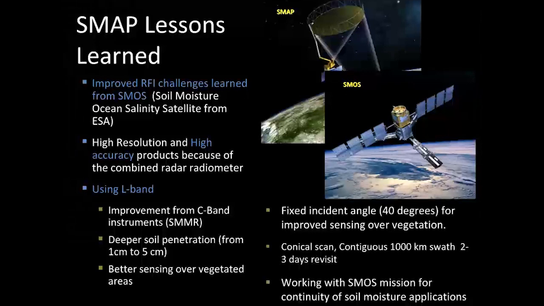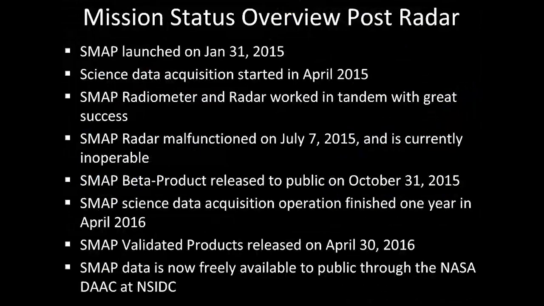And so, let's see, working with SMOS. So working with SMOS, we've not only improved our design, but we're also looking forward to how SMAP applications will move beyond this mission and what we need to do down the road. And the best use of that information really is provided by our users, which we'll talk about here shortly.